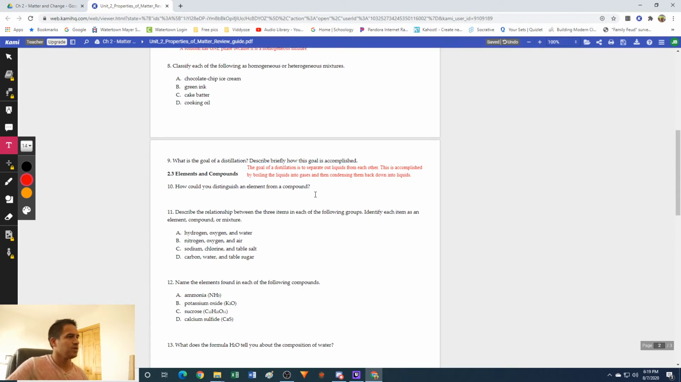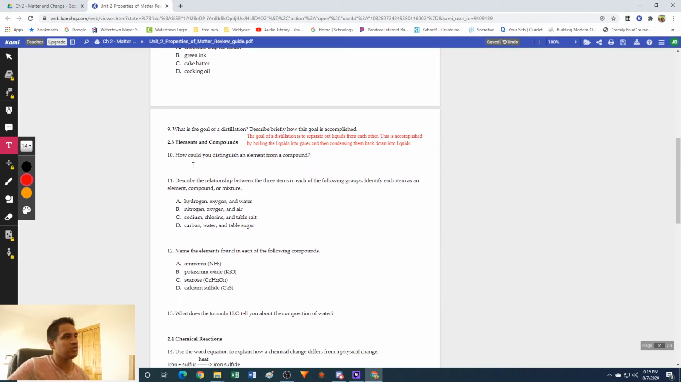Okay, so, all right. Number 10, how could you distinguish between an element and a compound? So remember that the difference between an element and a compound is that compounds are basically made of two or more elements that are chemically bonded together, whereas an element obviously is just by itself. So as to how we can distinguish between the two, compounds can be broken down into simpler substances. Elements cannot.